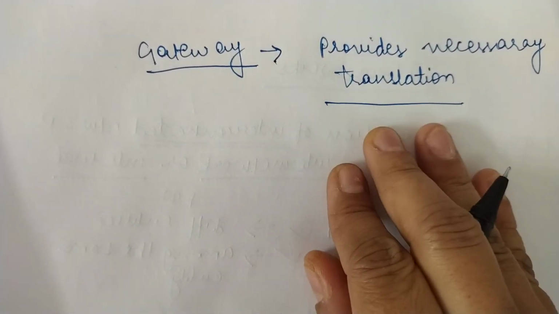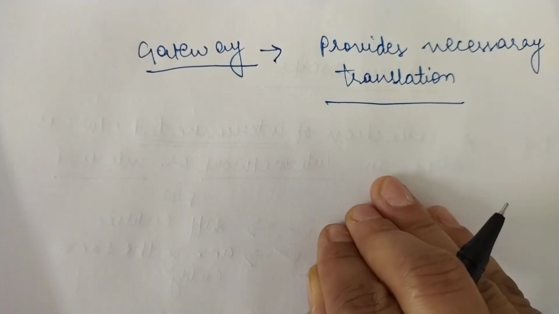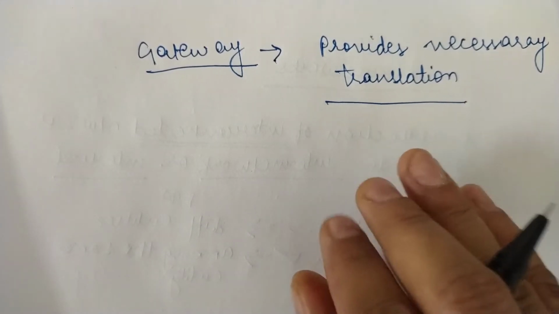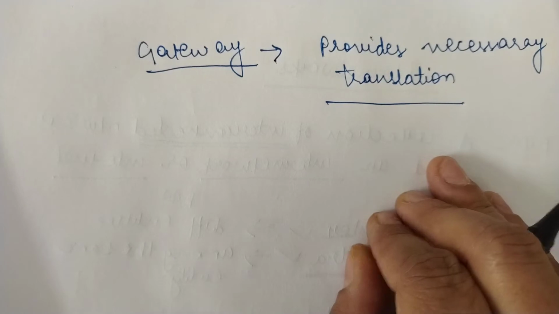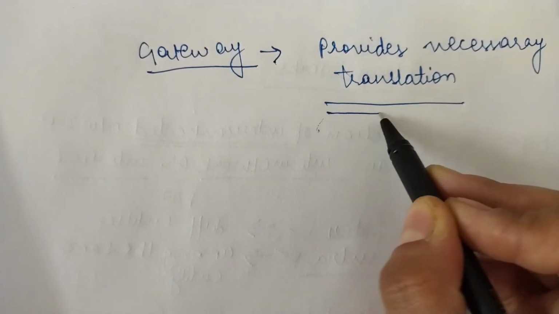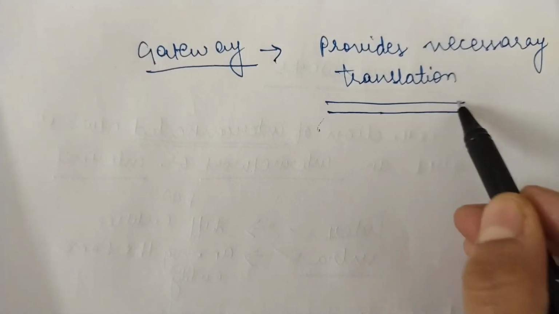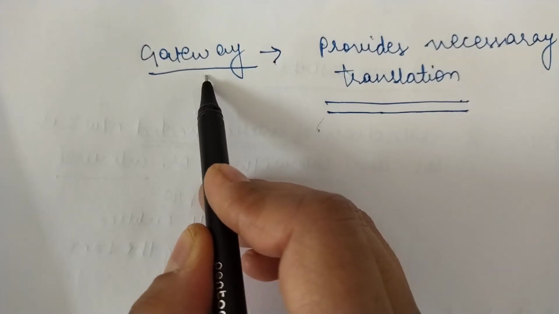So with the same protocol, two networks can easily communicate, but with different protocols, two networks cannot communicate directly. So there is a need for translation, and this translation is provided by the gateways.